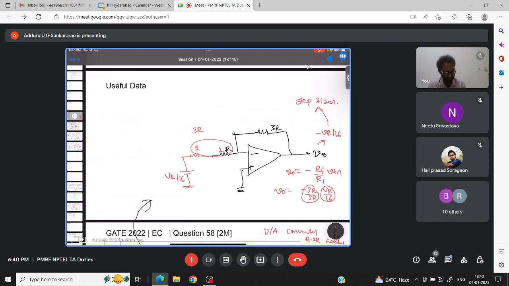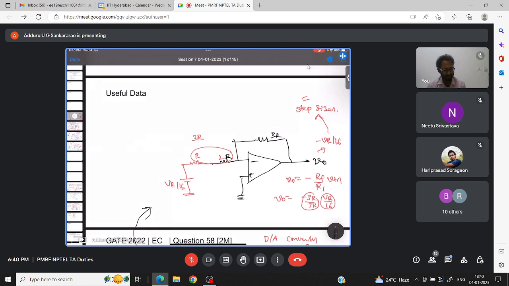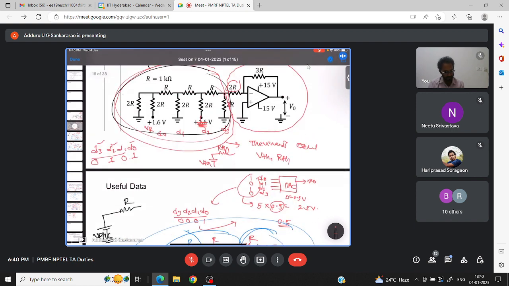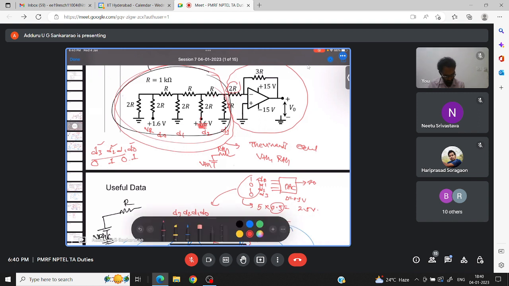In our case, what is the step size then? If they ask step size, VR is what? 1.6, right? 1.6 by 16, 0.1 is the step size. We don't keep negative since it's an inverting amplifier, that's why it's giving negative voltage. Step size is 0.1. Okay, this is due to bit 1. Suppose if we give bit 2, what will happen?